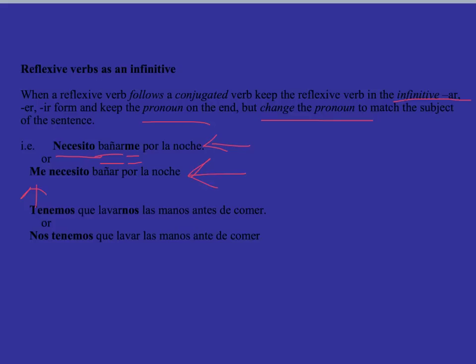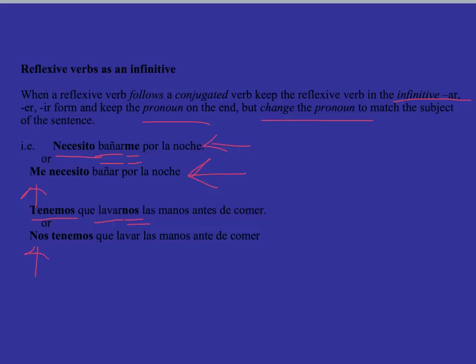Another example is we have to wash our hands before eating. Tenemos, we have. That's the conjugated verb. Lavar is in the infinitive. Nos is in that form because nosotros is the subject, and that's how tenemos is conjugated. Nos is attached to lavar. Or you could put the nos all the way in front of the conjugated verb. Tenemos que lavar las manos. Both examples are right. Whatever is more comfortable for you, you can either put the pronoun before the conjugated verb or attach it to the infinitive.